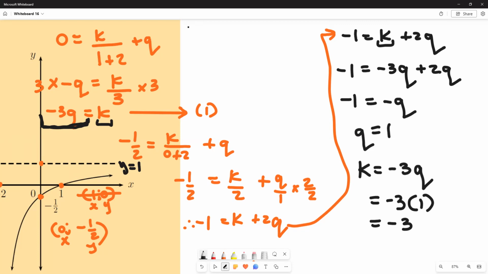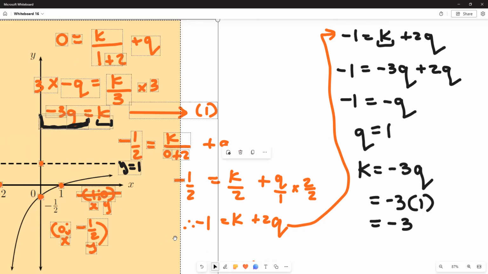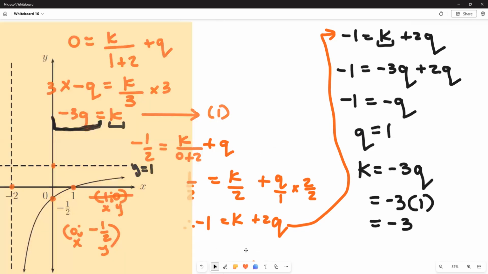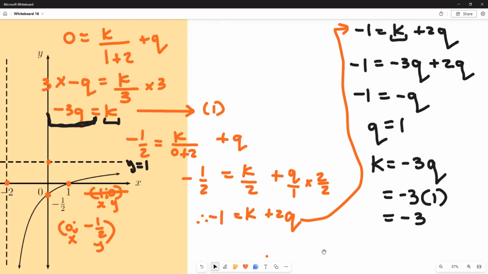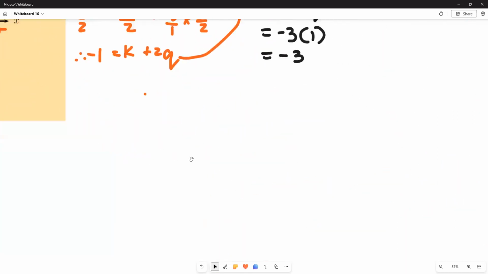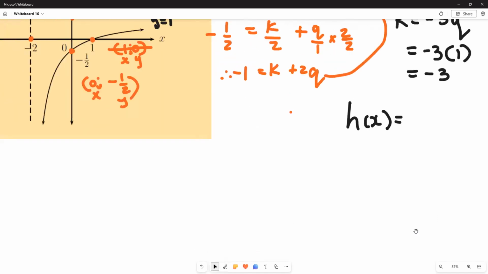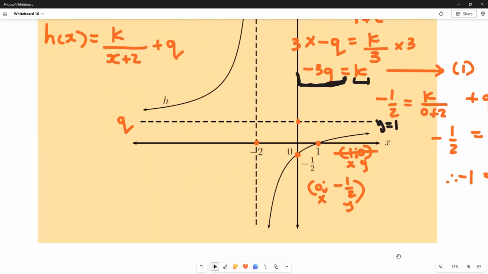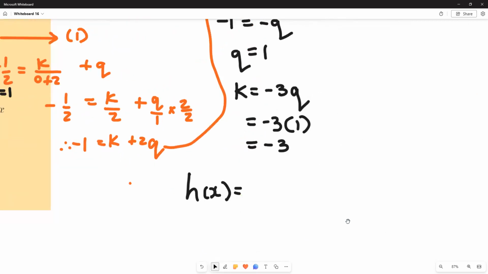Let's check. Let's go back there. The graph was h of x. So we have h of x equals, we had x plus 2 at the bottom, I think. Yes, k is -3. So we have -3 over x plus 2, plus 1. Then that is the function, right?